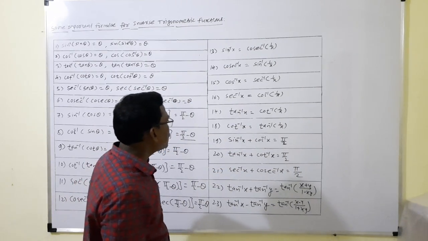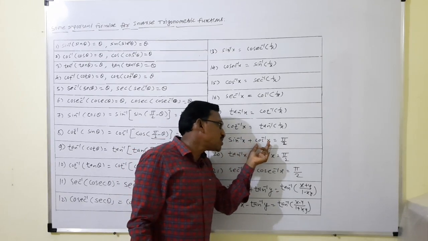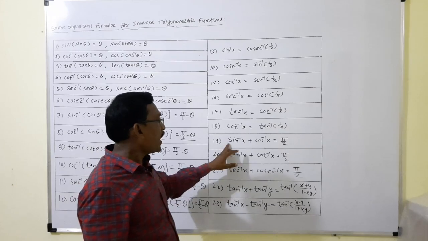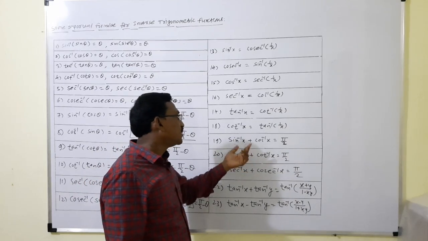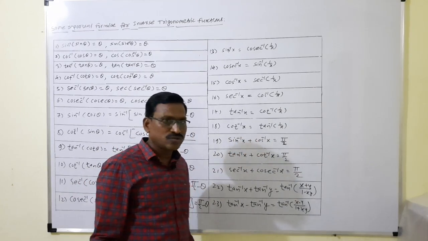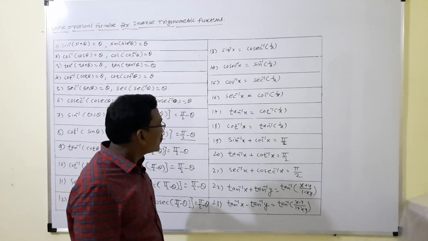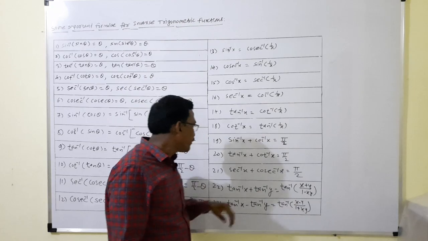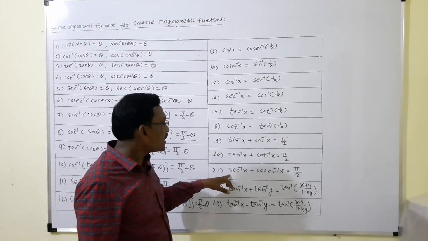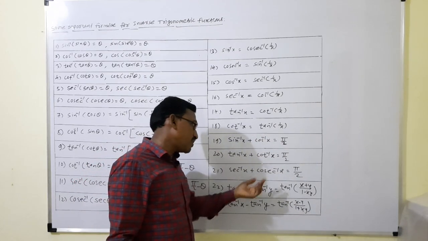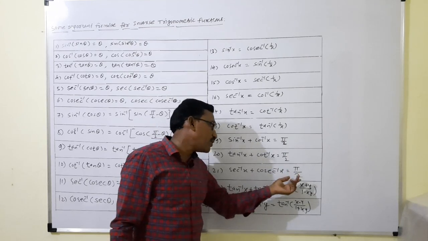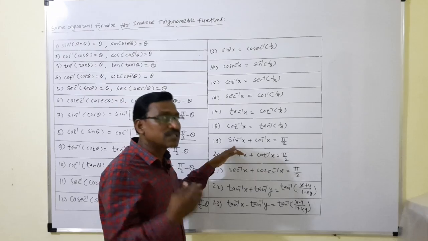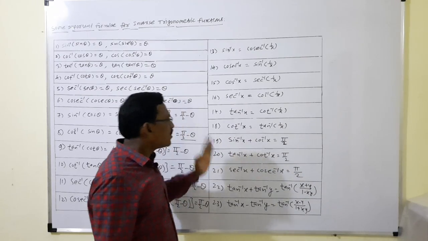Next, formula number 19, sine inverse of x plus cos inverse of x is pi by 2. So the addition of these inverse functions is pi by 2. Again here, tan inverse of x plus cot inverse of x is pi by 2. The next, sec inverse of x plus its reciprocal cosec inverse of x is pi by 2. Means here the addition of a trigonometric function and its reciprocal is pi by 2.